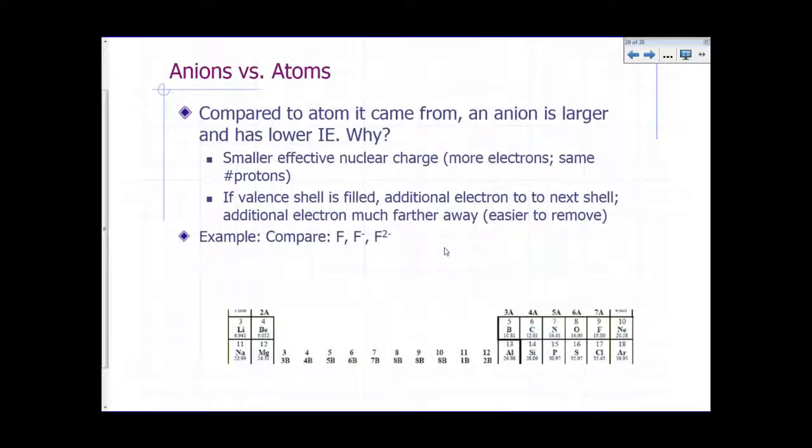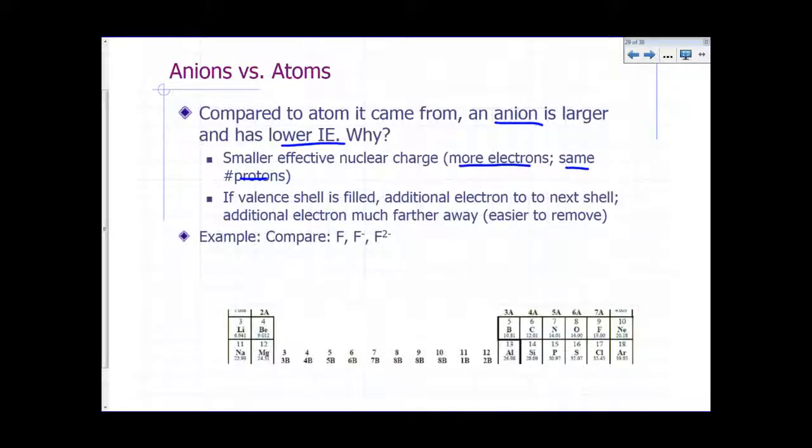Let's compare negative ions versus atoms. Compared to the atom it came from, a negative ion is going to be larger and will have a lower ionization energy. The reason is you're putting more electrons, with the same number of protons, into the outermost shell, so that means extra shielding, extra repulsions that those electrons out there are going to feel because of the additional electrons you're putting in.